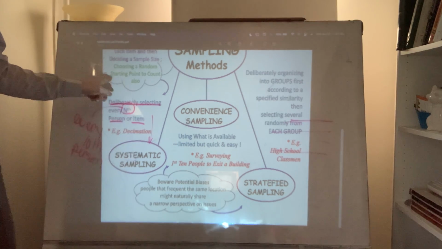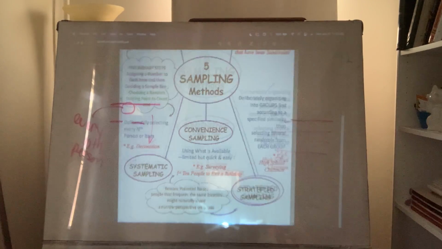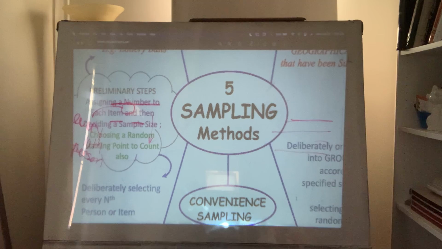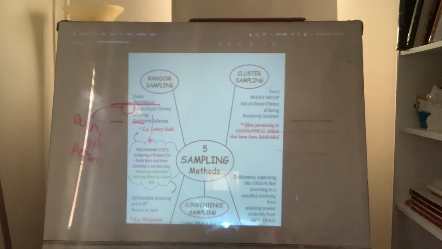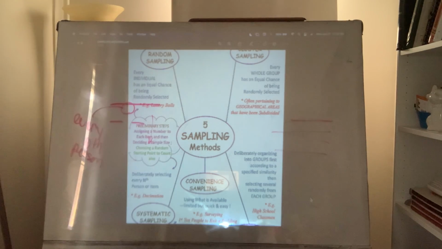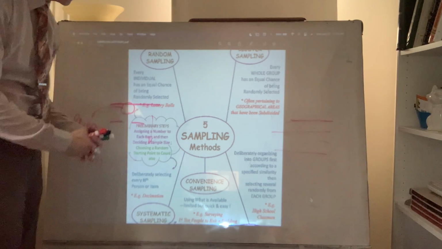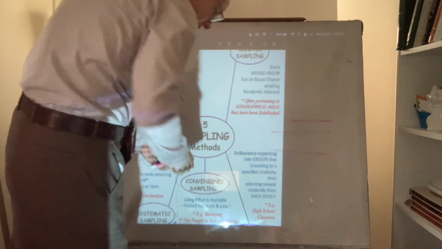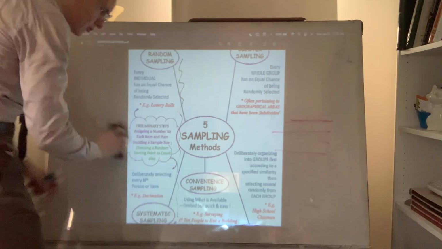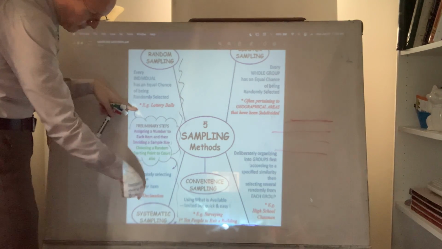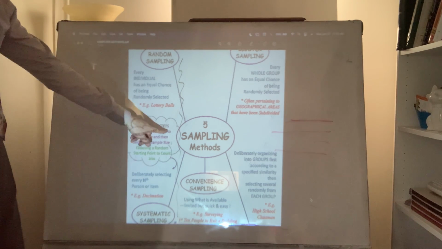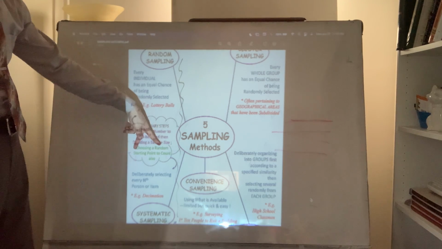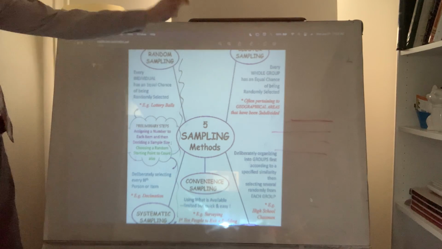All right, now let me get back to this cloud here for a minute. A preliminary step were you to design a survey that would affect both random or systematic. In either one of these situations, as a preliminary step, which is why I put an arrow pointing here and an arrow pointing down here, you might assign a number to each item and then decide a sample size, all right? In other words, choosing a random starting point to count also, right?